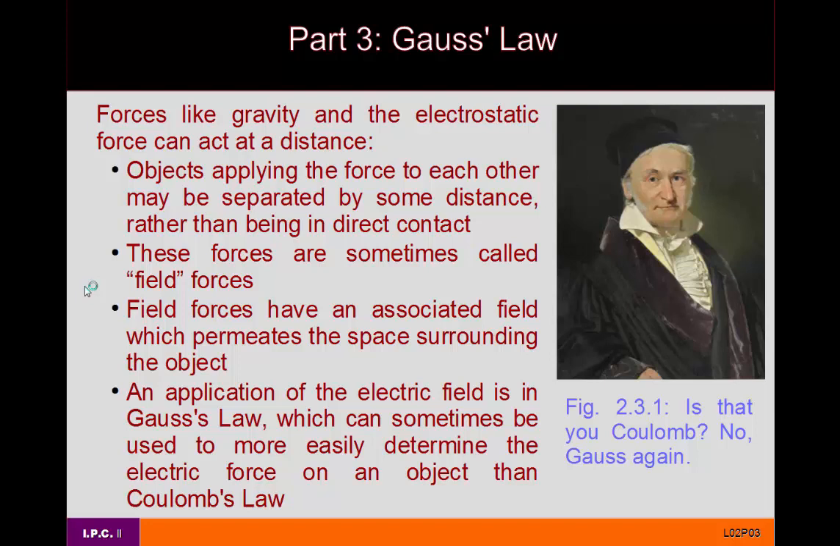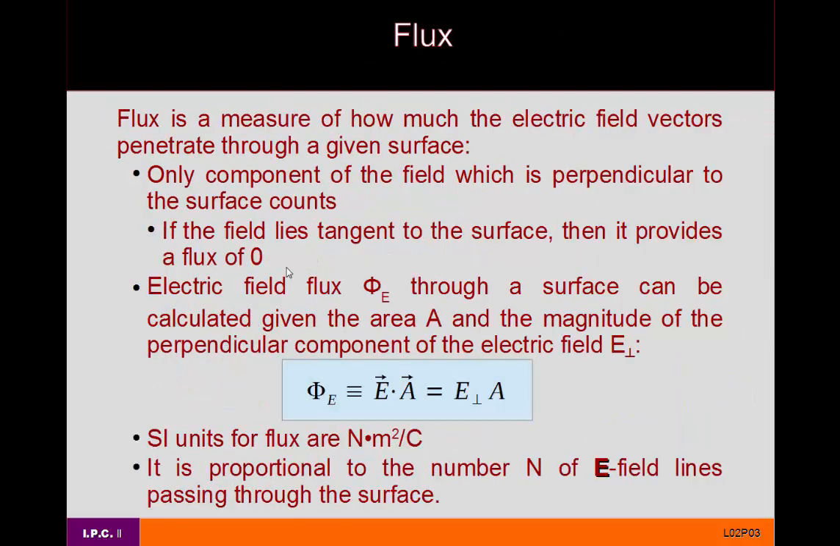So in today's lecture, what we're looking at is an application of the electric field, which is Gauss's law. And basically what this does is it allows us in some cases to more easily determine the actual electric force that is going to act on an object than Coulomb's law would have allowed. In other words, it lets us more easily and conveniently calculate the electric field strength at a given location in space, given some charge configuration. So how do we do that?